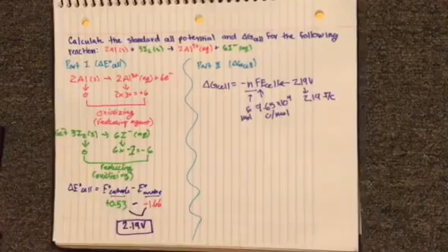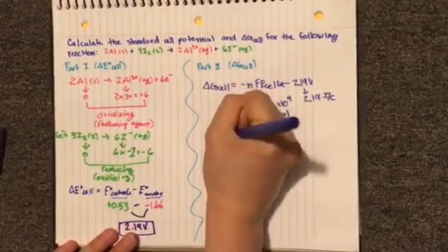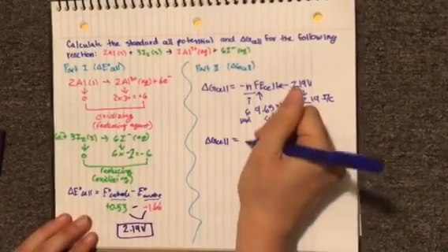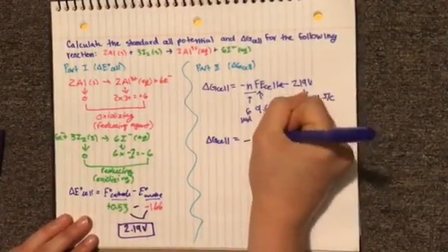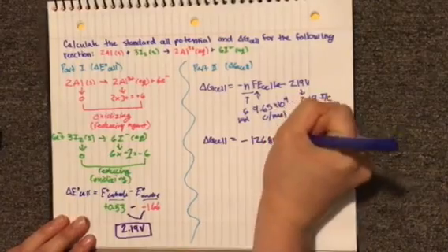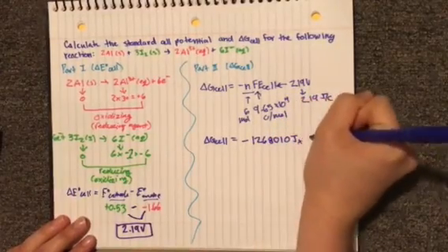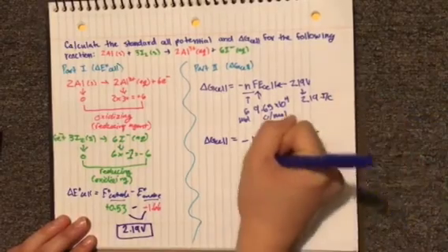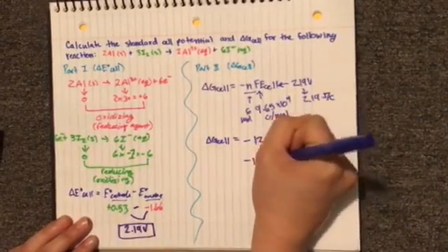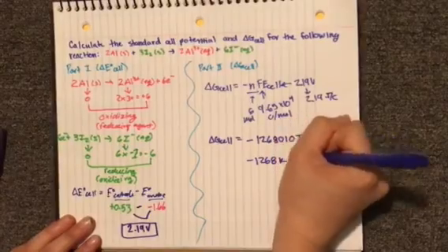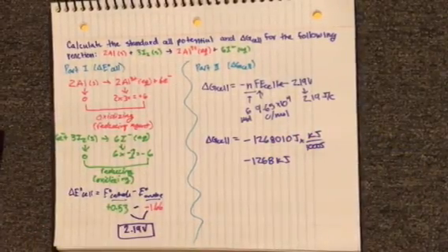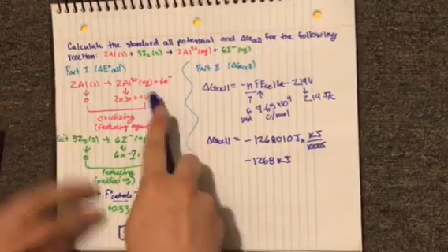So now we just plug and chug, and what we get for our equation is that all these things multiplied together is negative 1,268,010 joules, and you can convert that to kilojoules by dividing by 1,000, and you get negative 1268 kilojoules.